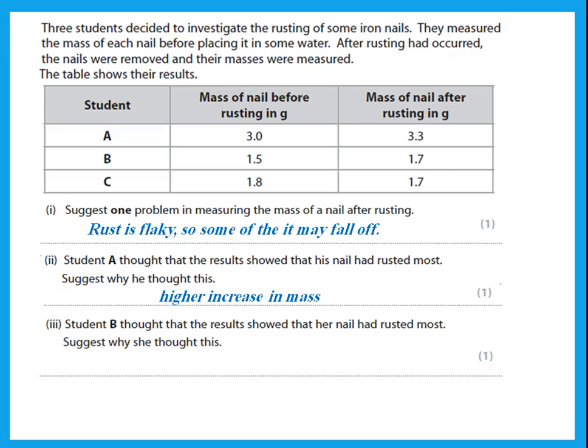But then student B thought that the results showed that her nail had rusted most. Why do you think that student B would say, no, my nail is the one that rusted more? Because student A started with 3 and it increased by 0.3. Student B started with 1.5 and it increased by 0.2. That means there is a higher % increase in mass. So even though her nail in B was smaller, it rusted a lot. So that means it rusted more.